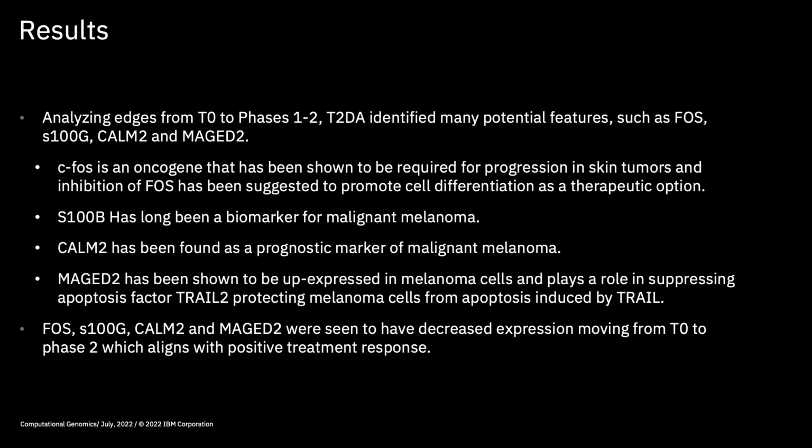Analyzing edges from T0 to phases 1 and 2, T2DA identified many potential features such as FOS, S100G, COM2, and MAGED2. Here we have listed the relation of these genes to melanoma. FOS, S100G, COM2, and MAGED2 were seen to have decreased expression moving from T0 to phase 2, which aligns with positive treatment response.